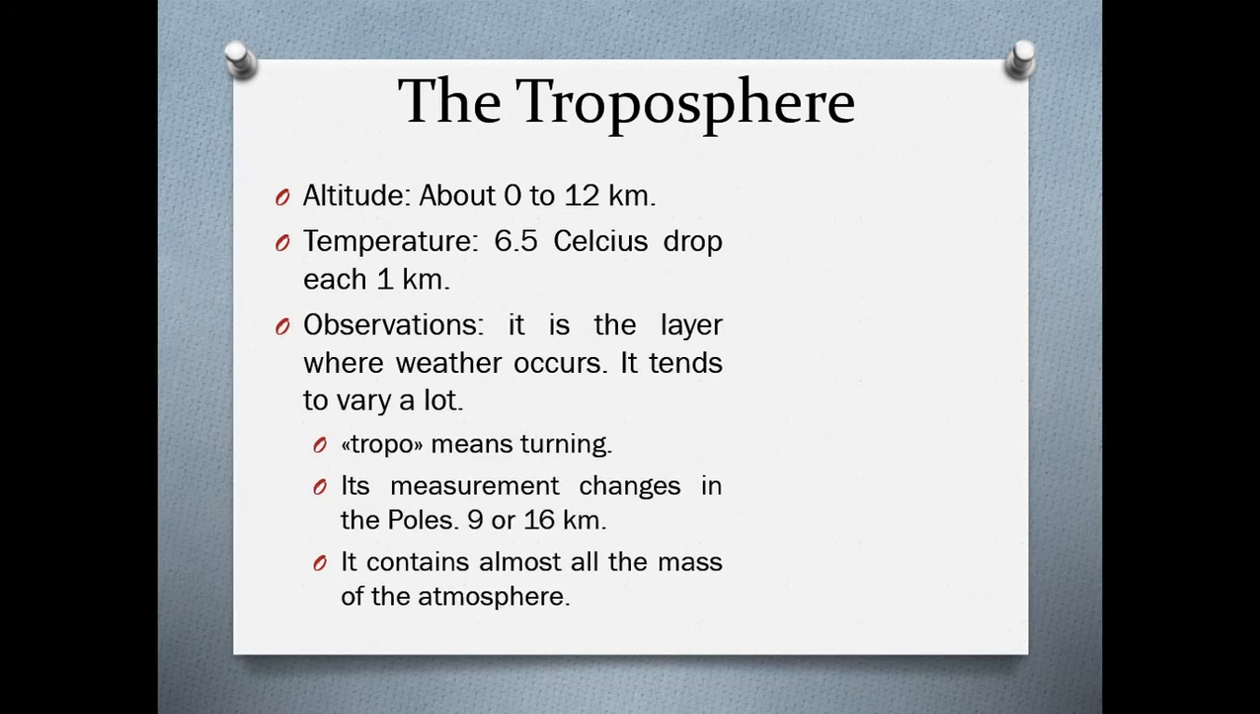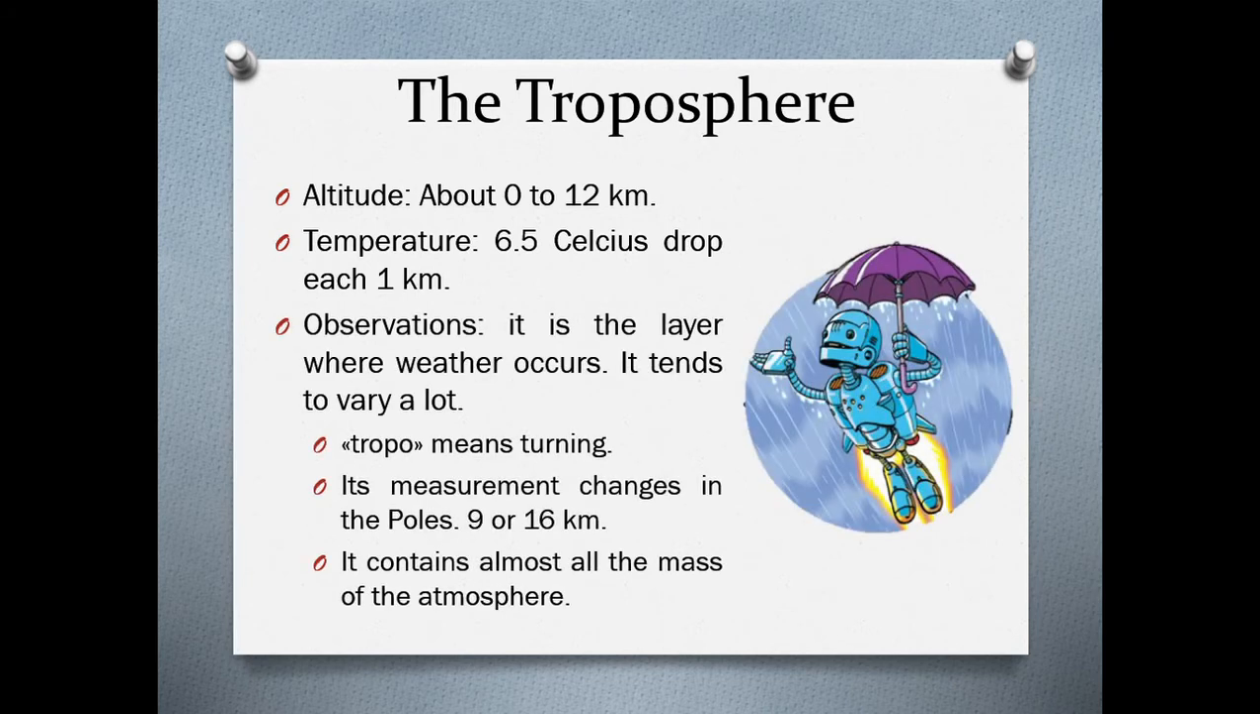Now we have some general observations about this. It is a layer where weather occurs. It tends to vary a lot. When we talk about weather, we can talk about cloudy weather, rainy weather, foggy weather, etc. That is why it changes a lot, because depending on the region on Earth where you are, it will have a different weather.